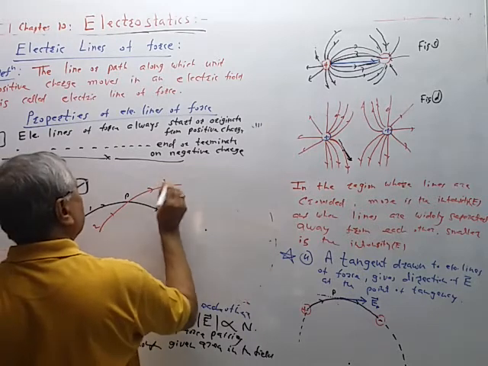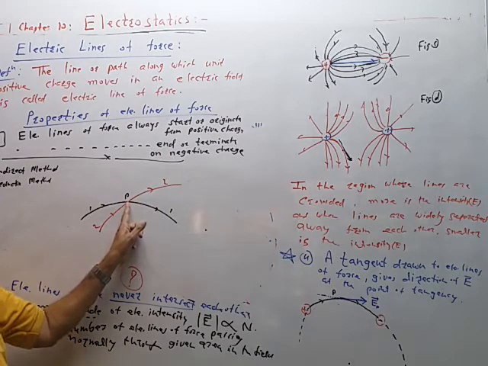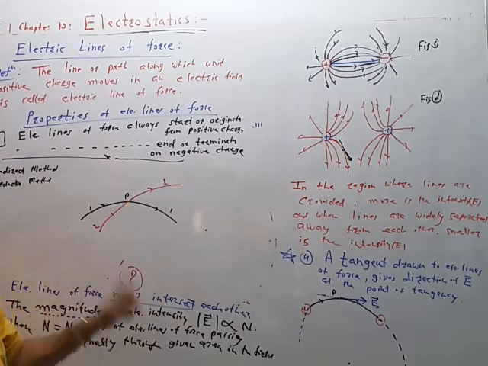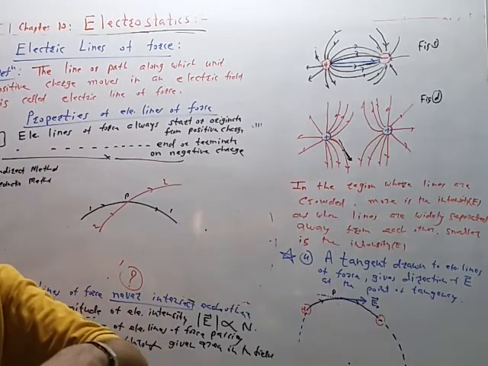Line number 2 is shown by red color. So line number 1 and line number 2 are intersecting each other at point P. This is not possible practically because of this property. Why? To prove this, now use this property.